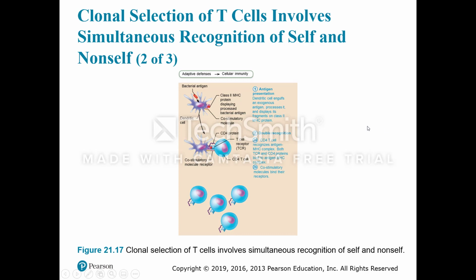All right, so here it is showing us, in this first picture, an antigen presenter. This is your dendritic cell, which engulfs an exogenous antigen. As it engulfs the antigen, it processes it and displays the fragments on the class 2 MHC protein. The red portion right there in the middle is your antigen. It is now being presented to your naive T cell right here.